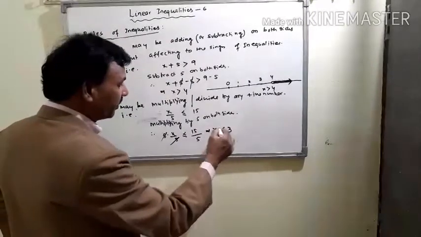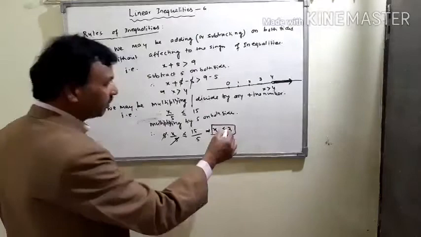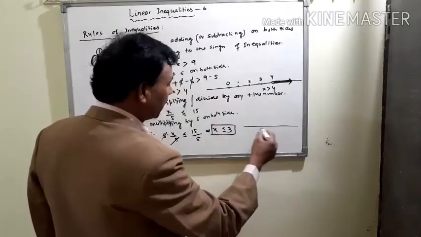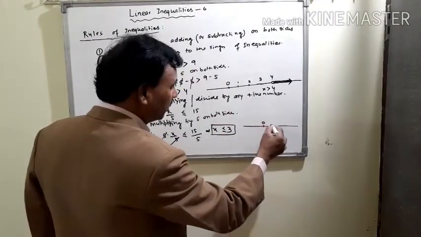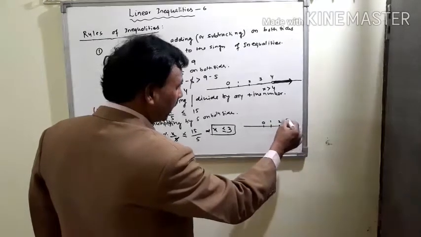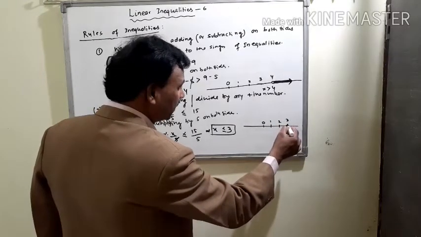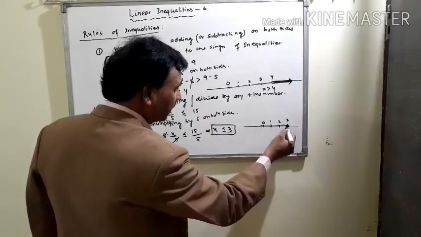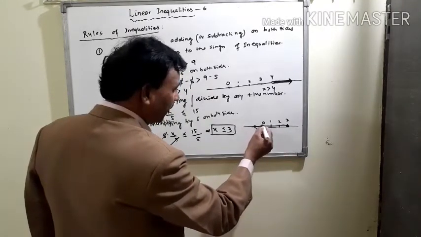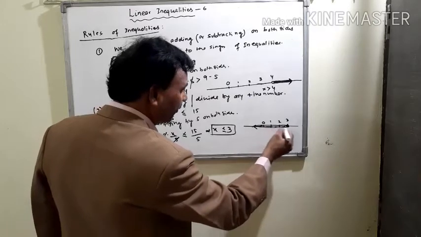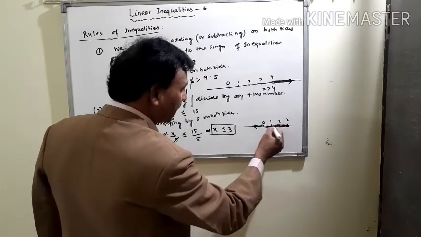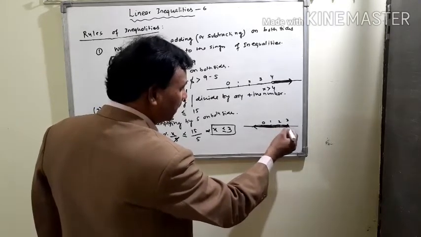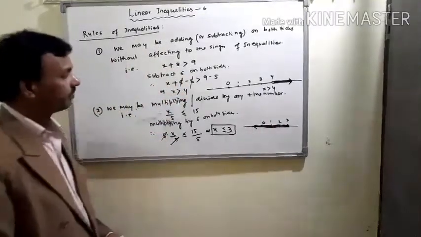That is x less than or equal to 3. The solution on the number line: this is 0, 1, 2 and 3. Since 3 is included, the circle is dark and the arrow goes in the negative direction, because x is less than or equal to 3, with 3 also included.